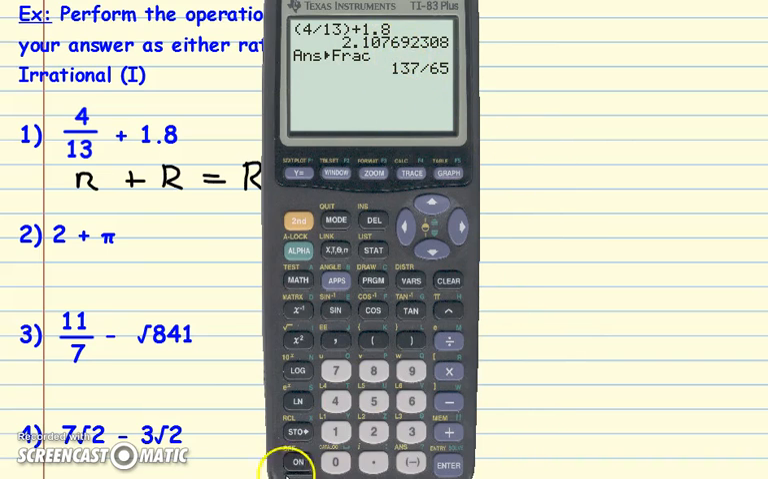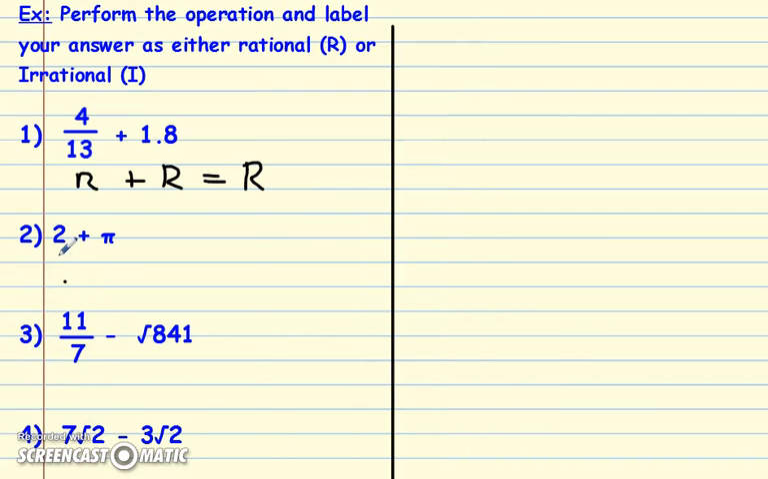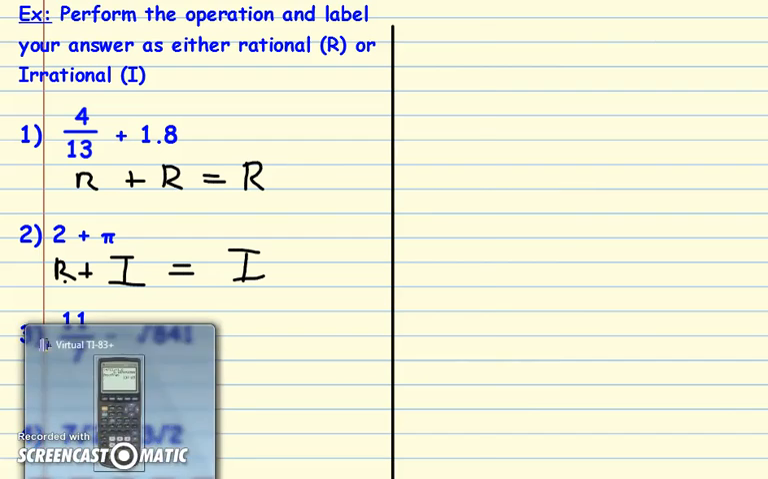So let's go back now to number 2. We have 2, which I know is a rational number, plus pi. Everybody at this point should know pi is irrational. From our slide, I know a rational plus an irrational is going to equal an irrational. Now let's just double check.